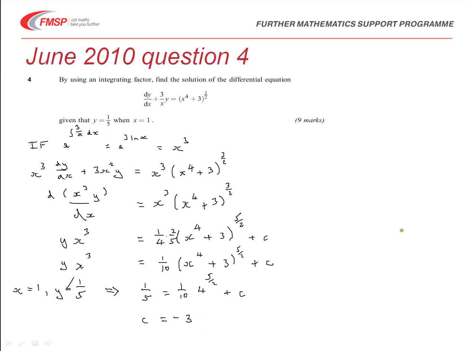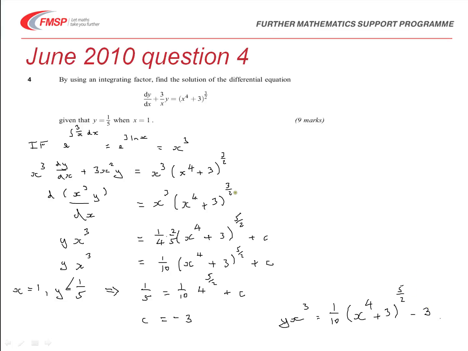And so we can then state, to finish the question off, what our final solution is going to be, and that is going to be y x cubed equals 1/10 of (x to the 4 plus 3) to the power of 5/2, and then our constant is subtracting 3 from that result.